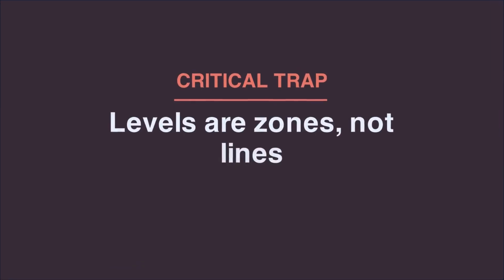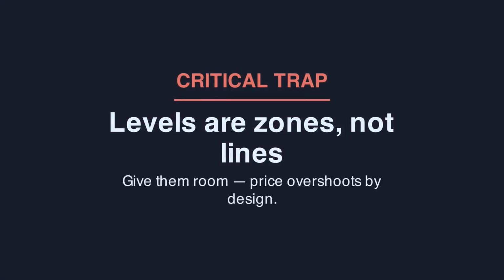Here's the trap that stops people out needlessly, treating a level as a precise line. It's a zone. Price routinely pokes through by a few cents or a few percent to grab stops before reversing. Draw your levels as bands, give them room, and stop getting shaken out one tick before the turn.